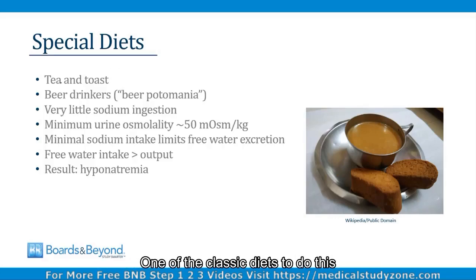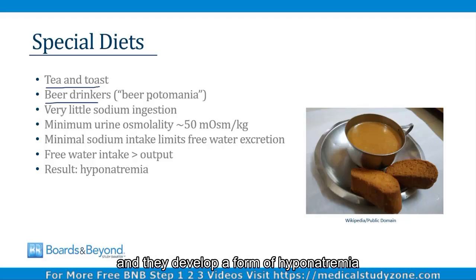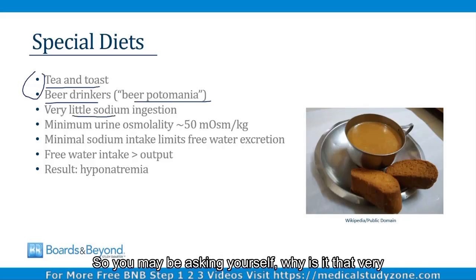One of the classic diets to do this is the tea and toast diet. Some people go on this diet to lose weight, and it contains very little sodium. Many beer drinkers consume very little sodium, and they develop a form of hyponatremia, sometimes called beer potomania. The problem with both of these diets is that they contain very little sodium. So you may be asking yourself, why is it that very little sodium ingestion leads to hyponatremia?